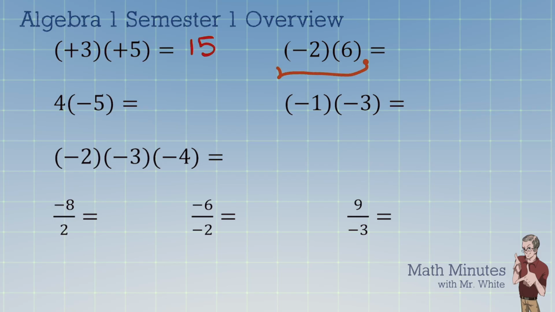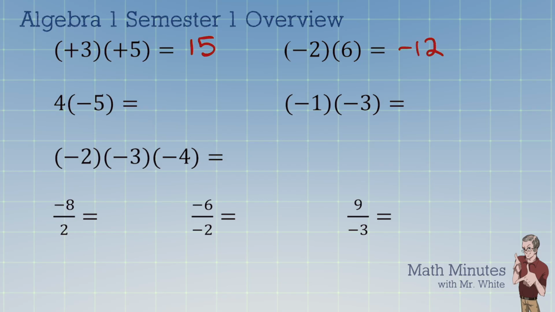Now, what about a negative times a positive? Well, a negative times a positive is always a negative because you can think about it as 6 groups of -2. That's a lot of negatives, right? 6 groups of -2 would be -12.